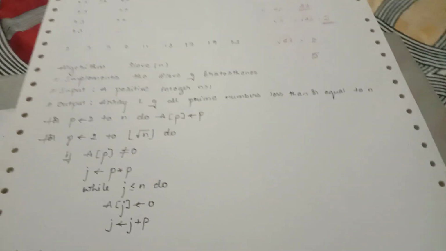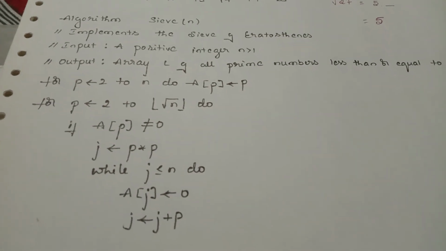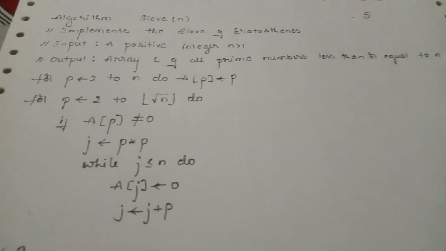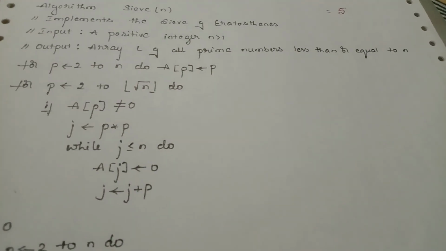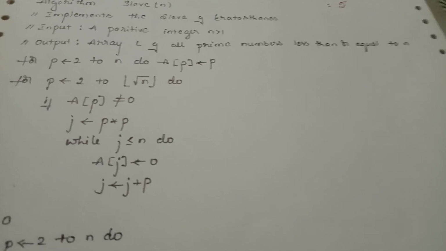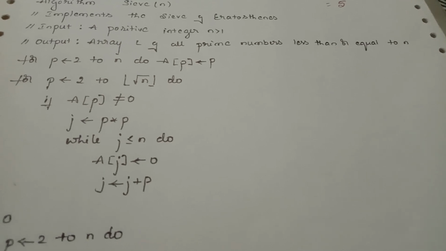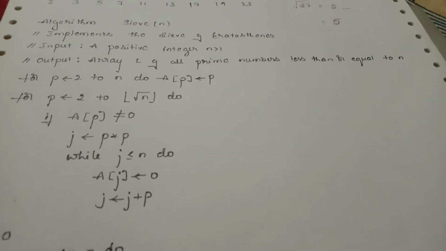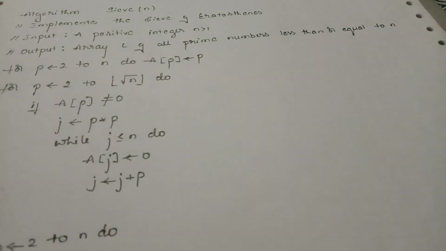So the working of this algorithm, that is, it implements the sieve of Eratosthenes, and the input is a positive integer n that should be greater than 1 because the first prime number itself is 2, and we are going to get an array L of all prime numbers that are less than or equal to n. So then how is this algorithm working? You can see here, this algorithm has been written with the programming constructs of the C language.